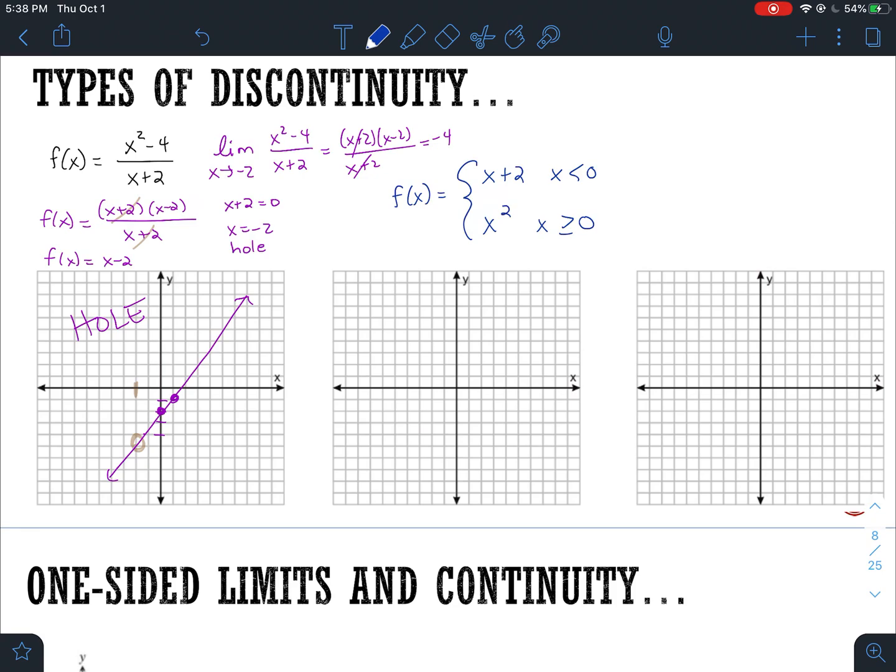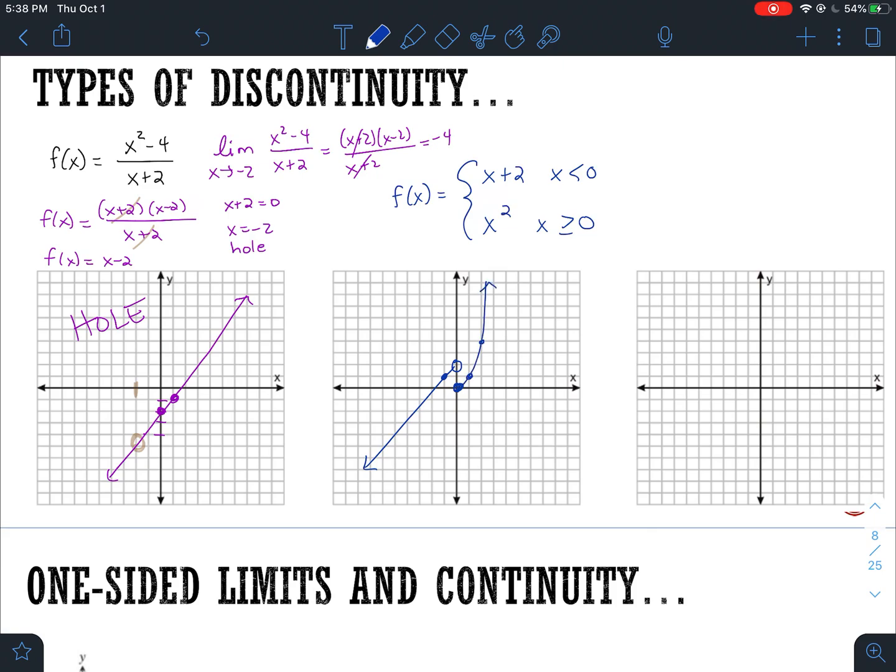If I plug in 0, I get 2, and it's going to be an open circle. And then if I plug in negative 1, I get 1. And so this is just going to be the graph on the left side of 0. And then it's x squared if x is greater than or equal to 0. Well, that's just a parabola.